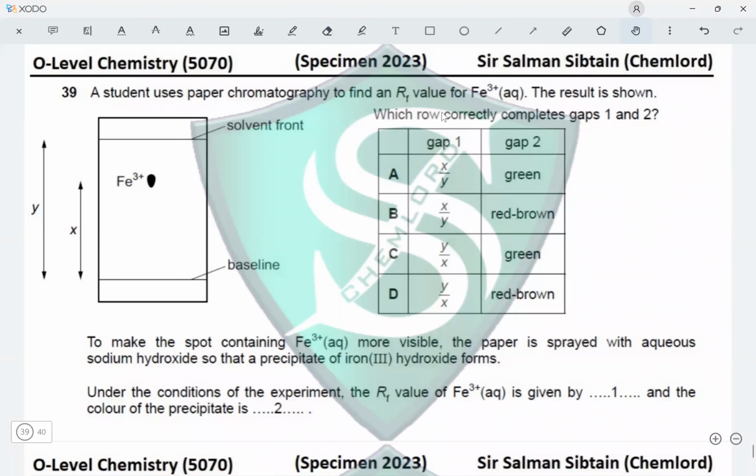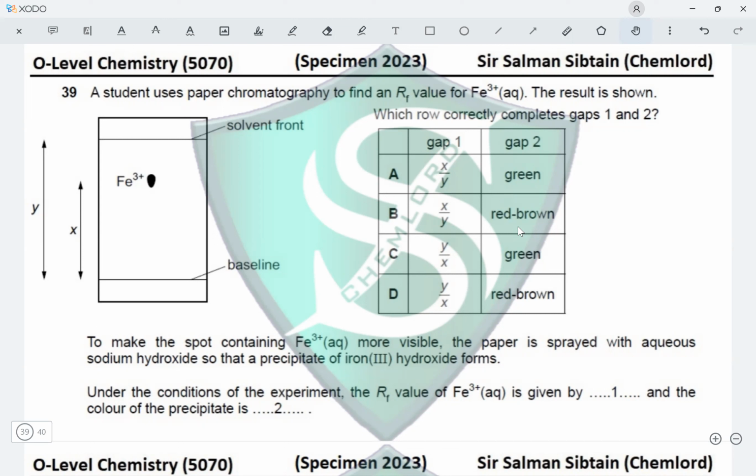Question 39. A student uses paper chromatography to find an RF value for Fe3+ aqueous ion. The result is shown. Which row correctly completes gaps 1 and 2? Now, the statement here is to make the spot containing Fe3+ more visible, the paper is sprayed with aqueous sodium hydroxide so that precipitate of iron(III) hydroxide forms. Under the conditions of the experiment, the RF value for Fe3+ is given by, this is gap 1, and the color of the precipitate is given by, this is gap 2.